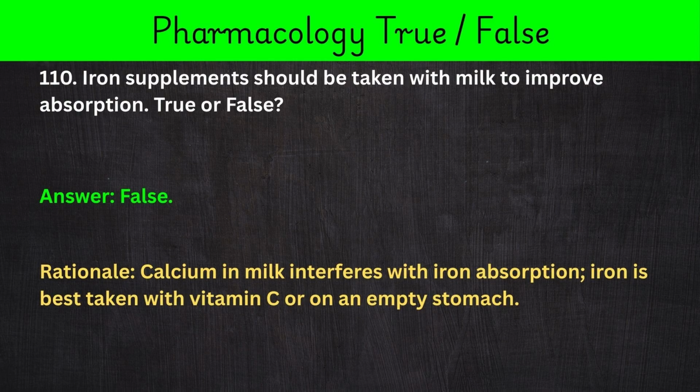110. Iron supplements should be taken with milk to improve absorption. True or false? Answer: false. Rationale: calcium in milk interferes with iron absorption. Iron is best taken with vitamin C or on an empty stomach.